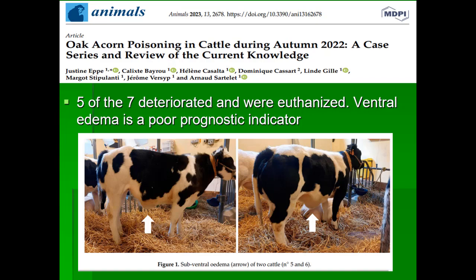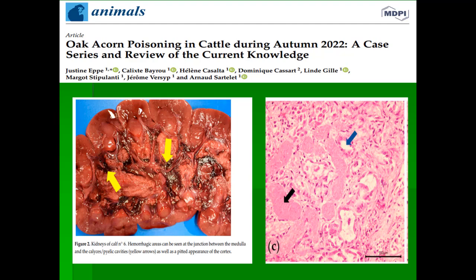So, what were the necropsy findings on those 5 animals? In the GI tract, there wasn't much of anything. They report some ulcers in the abomasum and small hemorrhagic foci in the small intestines, but nothing like what we saw for horses. Another lesion was the hemorrhagic areas at the junction of the medulla and the pelvis. That is what the yellow arrows are pointing to in this kidney.